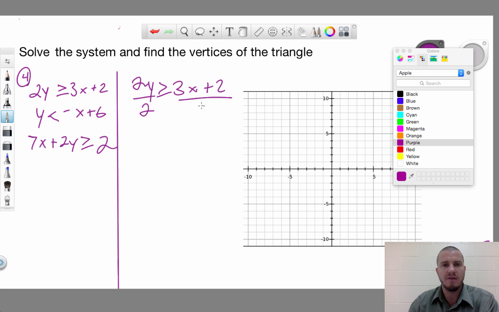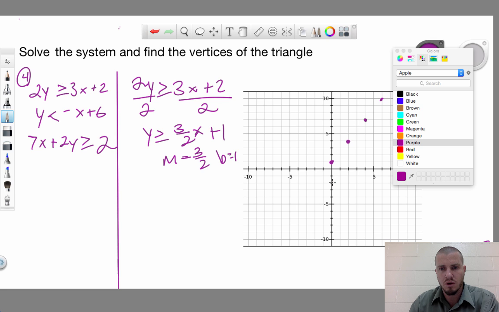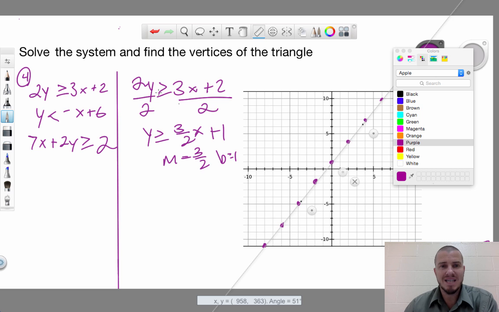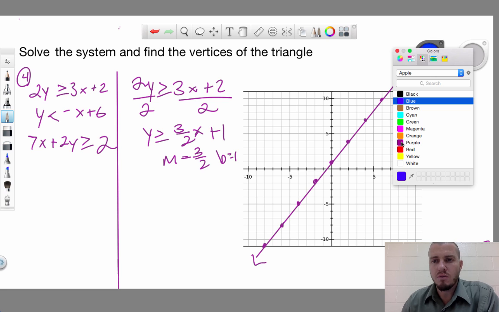For this first one, I got to divide by 2. So I have y is greater than or equal to 3 over 2x plus 1. M is 3 over 2, b is 1. So I plot my y-intercept, rise 3, run to the right 2, rise 3, run to the right 2, and I'm going to keep going until I run out of room. And I'm going to go the other way too and then get my ruler. Pay attention to whether it's dotted or solid. This one is solid.